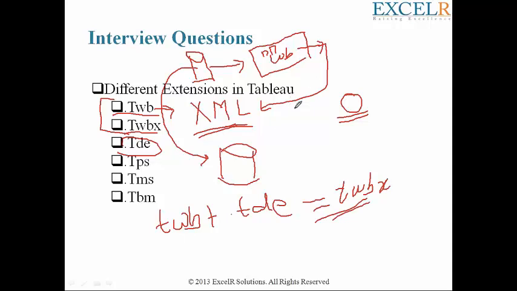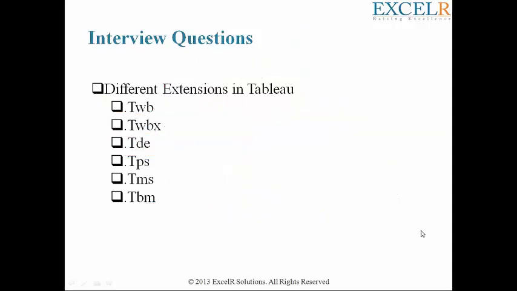What is your TWB? Your TWB is your XML file. Your TDE is a Tableau Data Extract. They have just gulped up the E because it was already present in TDE. So just to make it a little more differentiating, they have used the second letter, making it TWBX. So X stands for extract as well, and E is silent there. So TWB, TWBX, and TDE are the most common file extensions. If you know these three, that's more than enough. The rest are complementary things which people use, but not on a familiar basis.